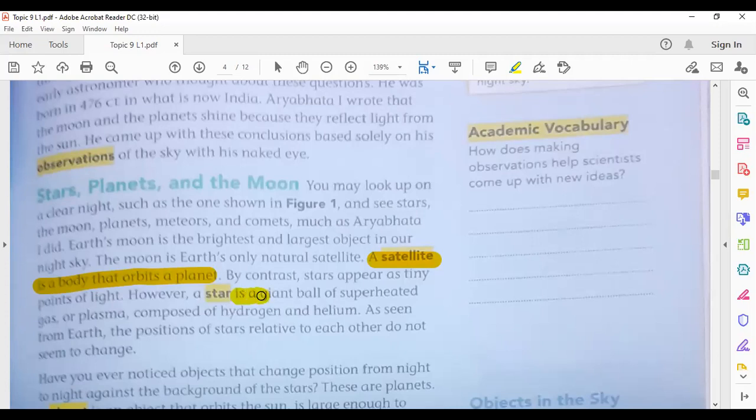Now a star, like the sun, is a giant ball of superheated gas or plasma composed of hydrogen and helium. The sun or the star is made up of gases. It's a giant ball of gases or plasma, and it is very, very hot. Superheated means it's very, very hot, and it is made of hydrogen and helium.